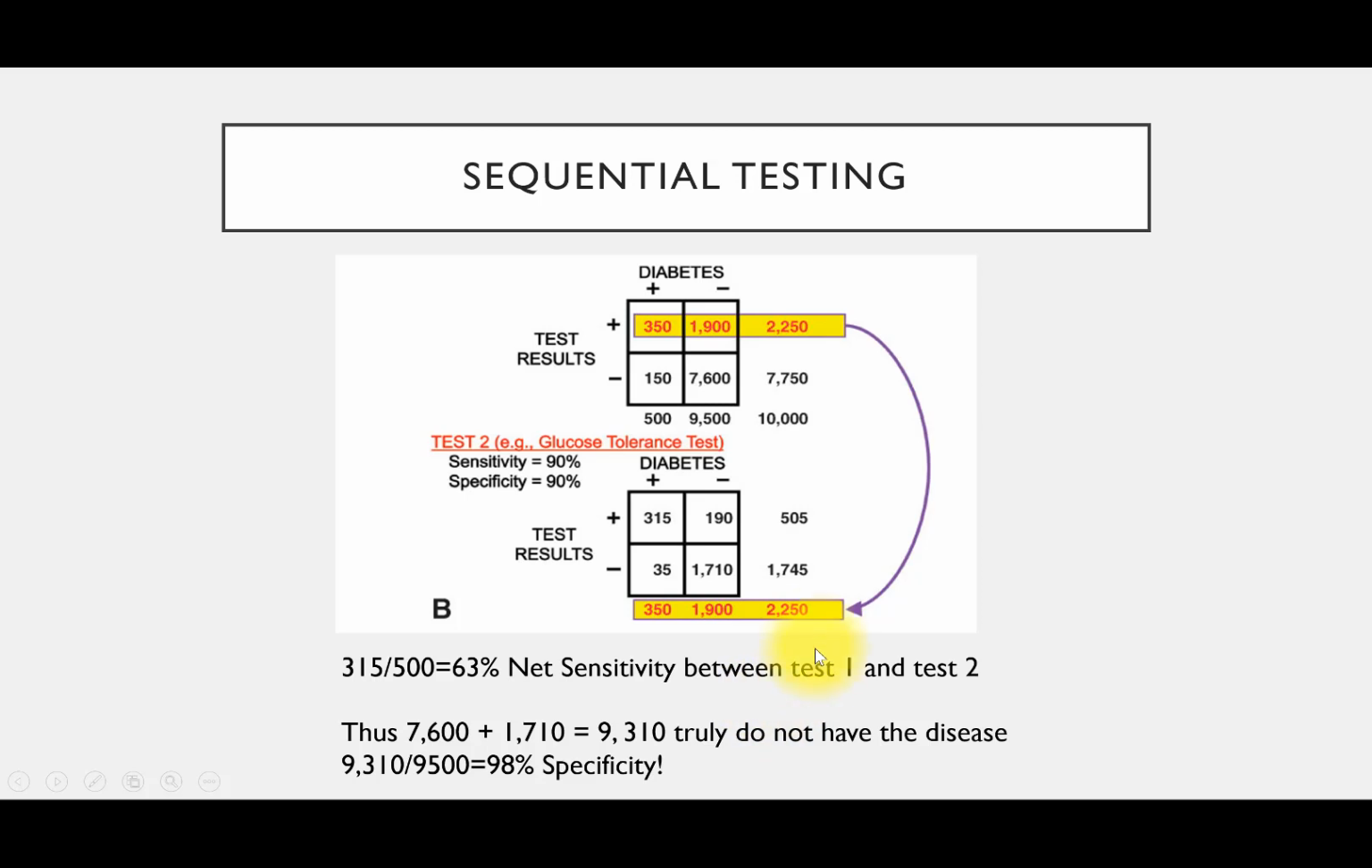For net specificity, we have correctly identified 1,710 people who do not have diabetes from the second test and 7,600 from the first. Thus, we have 7,600 true negatives plus the 1,710 true negatives divided by the 9,500 people who truly do not have diabetes. As we know, based on the prevalence data, that means that our net specificity is 98%. With 98%, that means that we have a net gain in specificity by performing sequential testing.